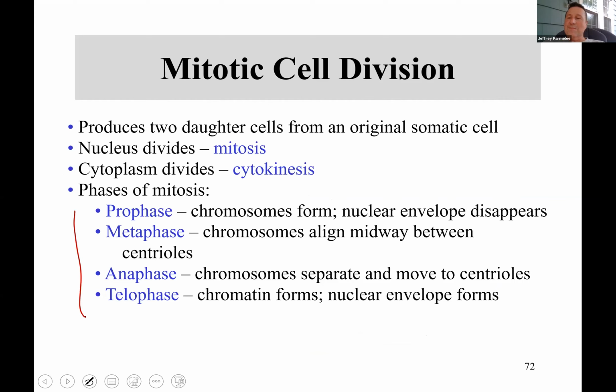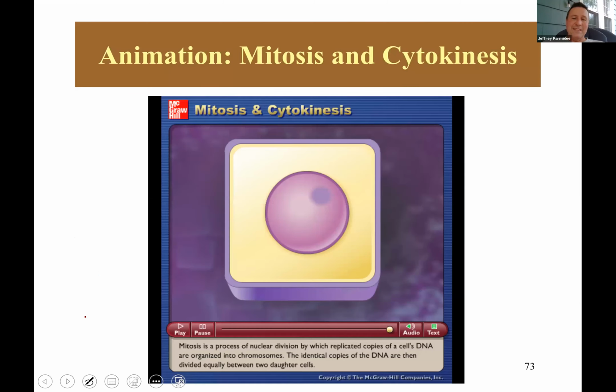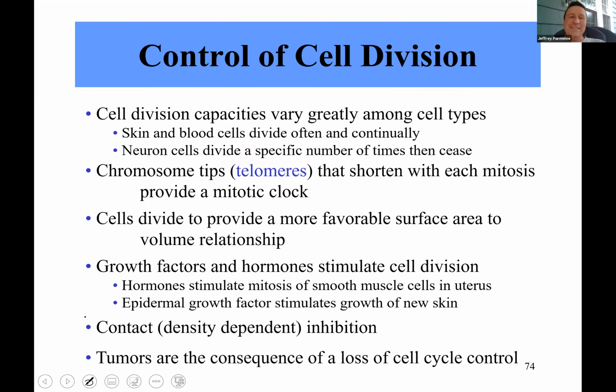Yep. Again, prophase, metaphase, anaphase, telophase. Just know what's going on. Look at it over like, okay, I got this. Animation if you need it.